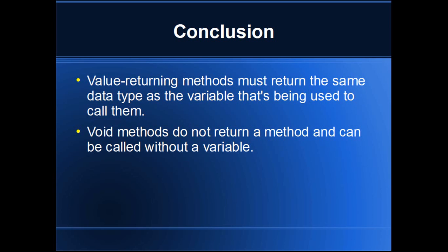In conclusion, value returning methods must return the same data type as the variable that's being used to call them, and void methods do not return a value and can be called without a variable.